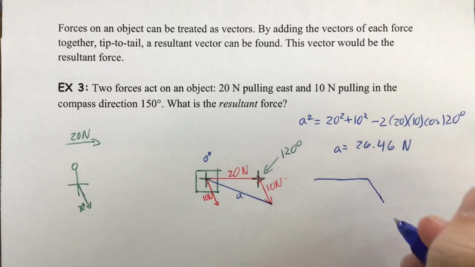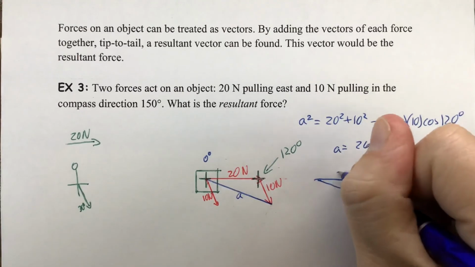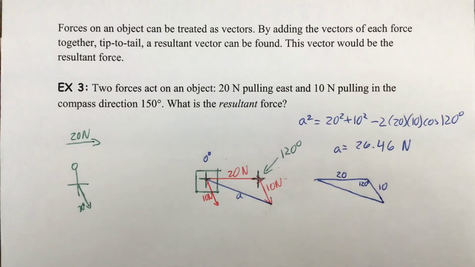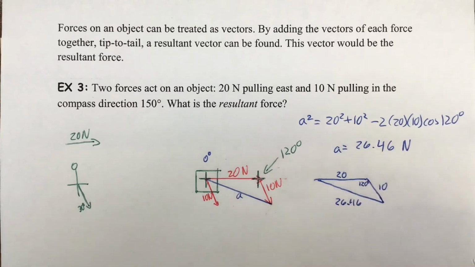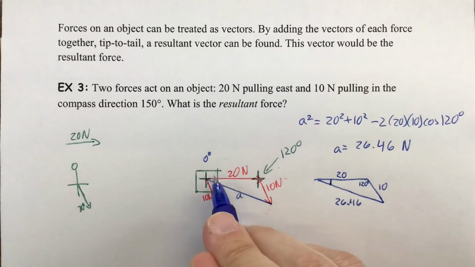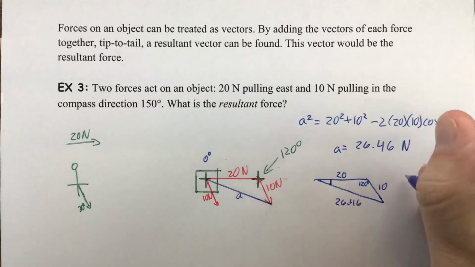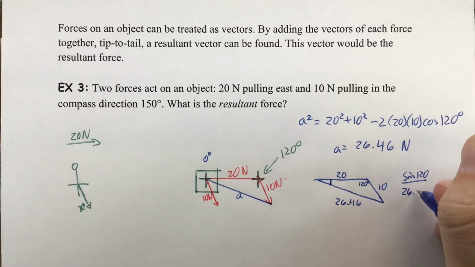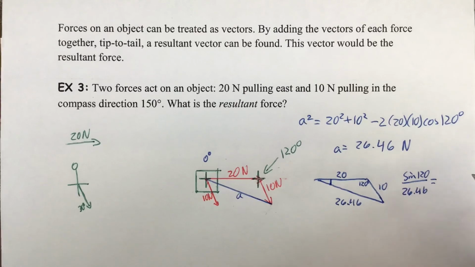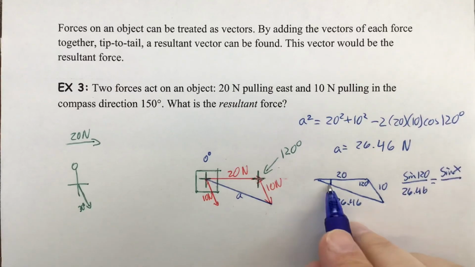However, we do have a picture of a triangle. I'll do a rough sketch over here now. It has 120 degrees here, a length of 20, a length of 10, and another length that we have discovered to be approximately 26.46. So we should be able to figure out this angle, the one that we're going to need to add on to 90, using the law of sines. The sine of 120 we can match up with our new answer, 26.46, set equal to the sine of, let's call it x, over 10.